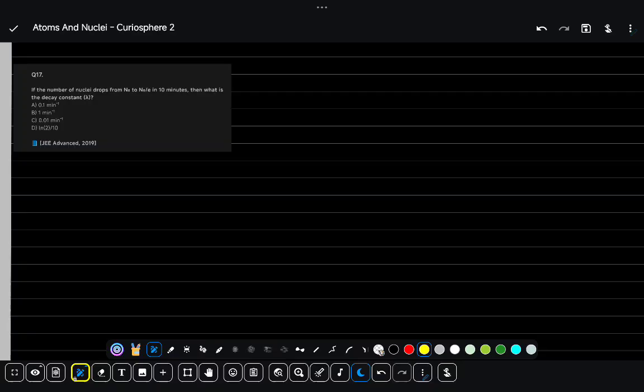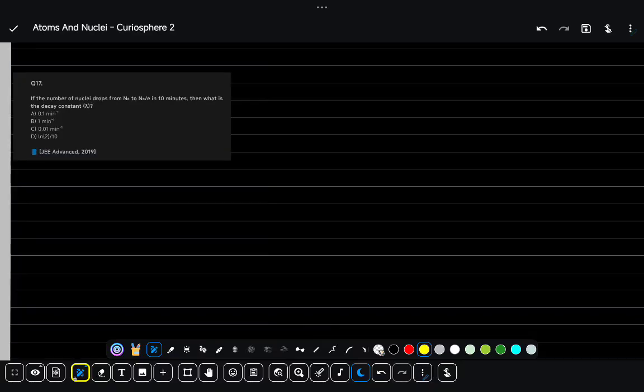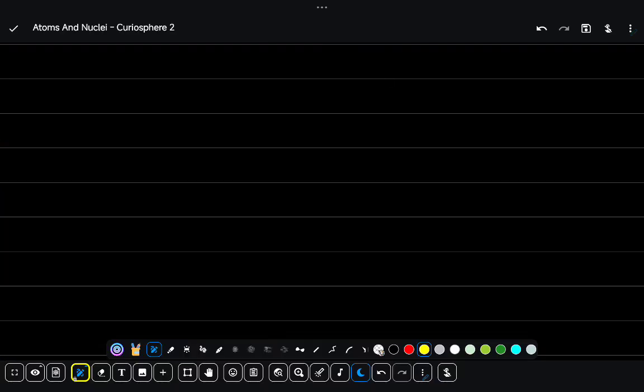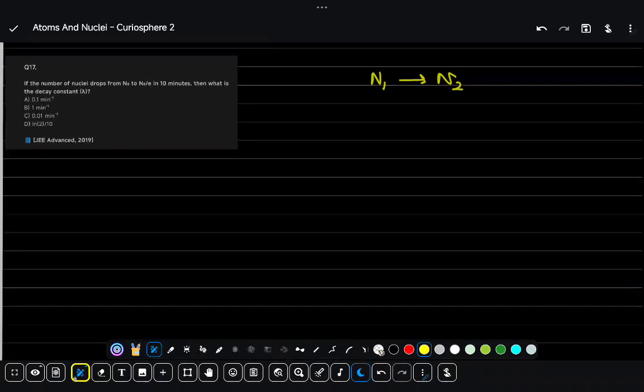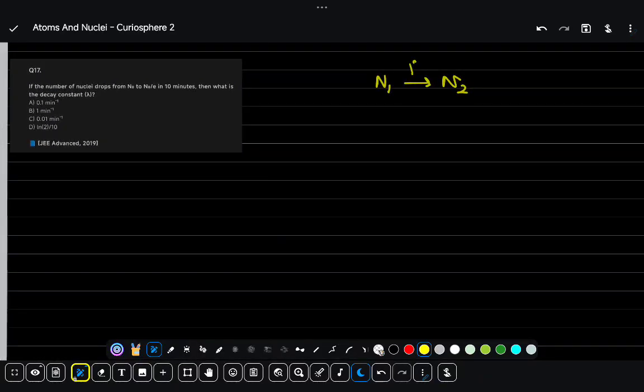Now come, it's a beauty of mathematics, differential equations. Any nuclear reaction, radioactive decay, radioactive decay is a first order kinetics reaction, right? First order kinetics, nucleus 1, just denotation, nucleus 2, a radioactive decay, it is a first order reaction, right?